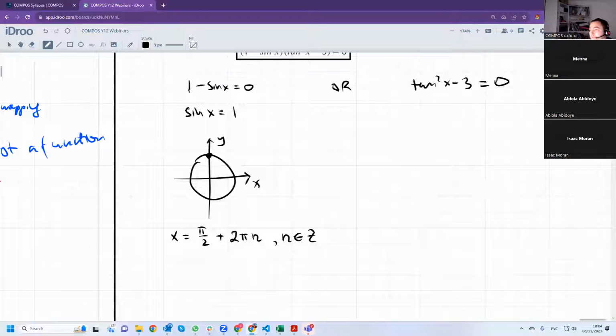Does that make sense? Is there anyone here who doesn't understand why this is true? Is there anyone confused? Okay. And now we look at this one. So this is tan squared x equals 3. So tan x is equal to plus or minus square root of 3.